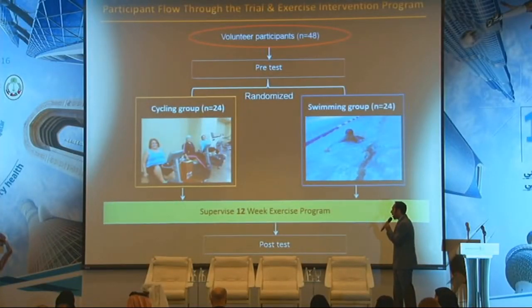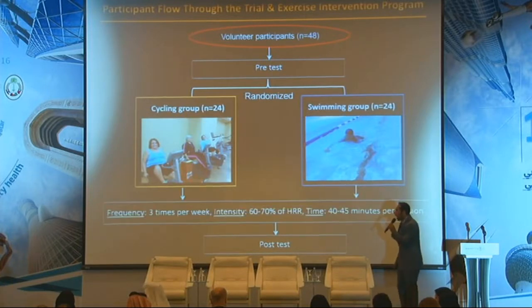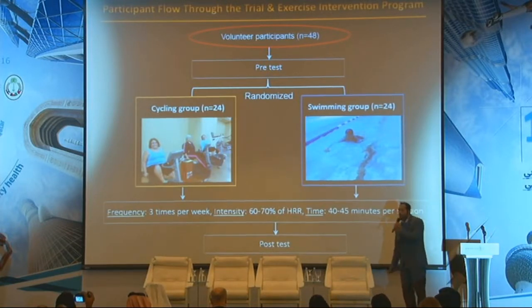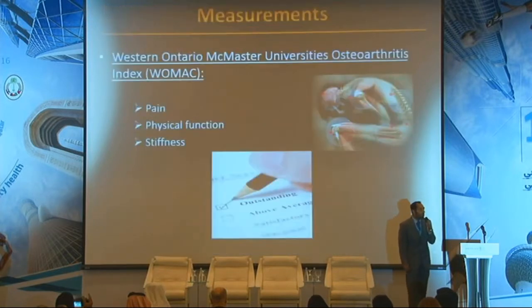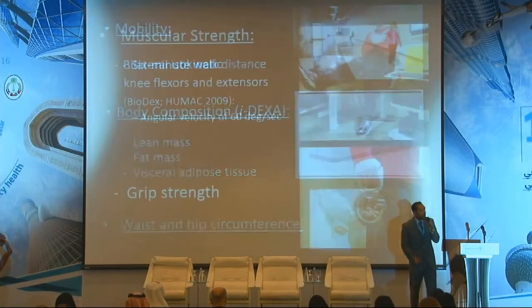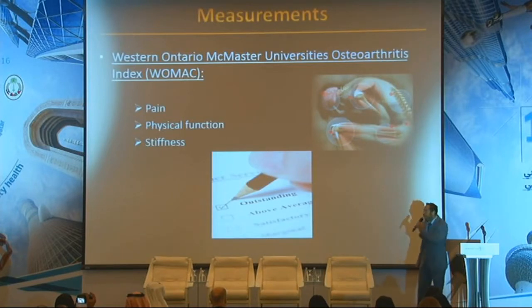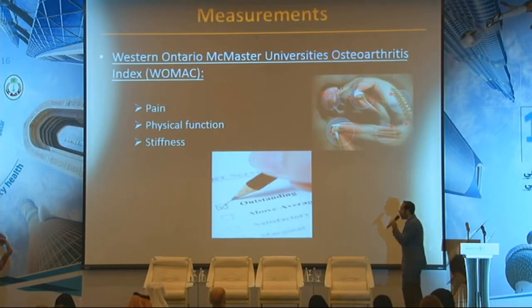For the exercise intervention, they exercised 3 times per week at 60 to 70 percent of heart rate reserve, for 40 to 45 minutes per session. For the measurements, I used a well-validated questionnaire, the WOMAC questionnaire. It's designed for people with osteoarthritis, and it measures 3 domains: pain, physical function, and stiffness.